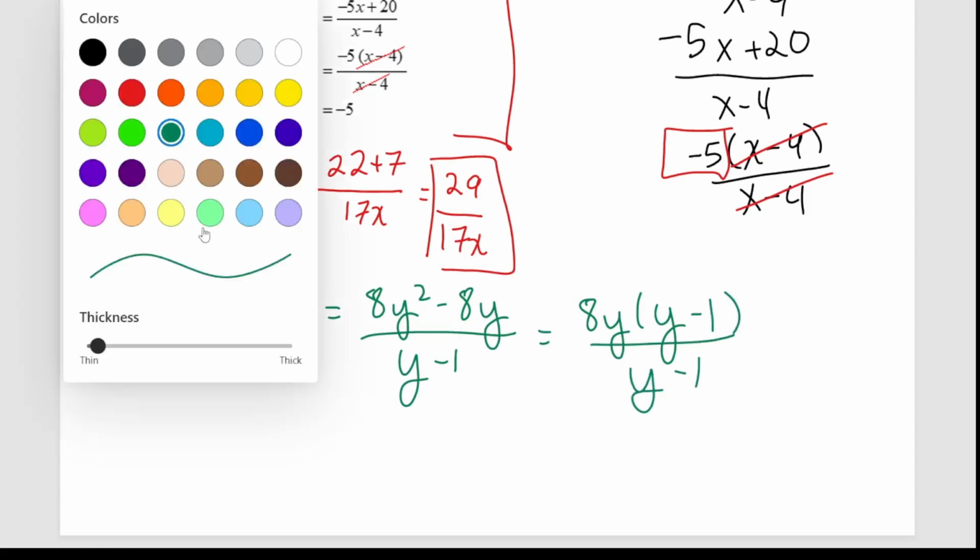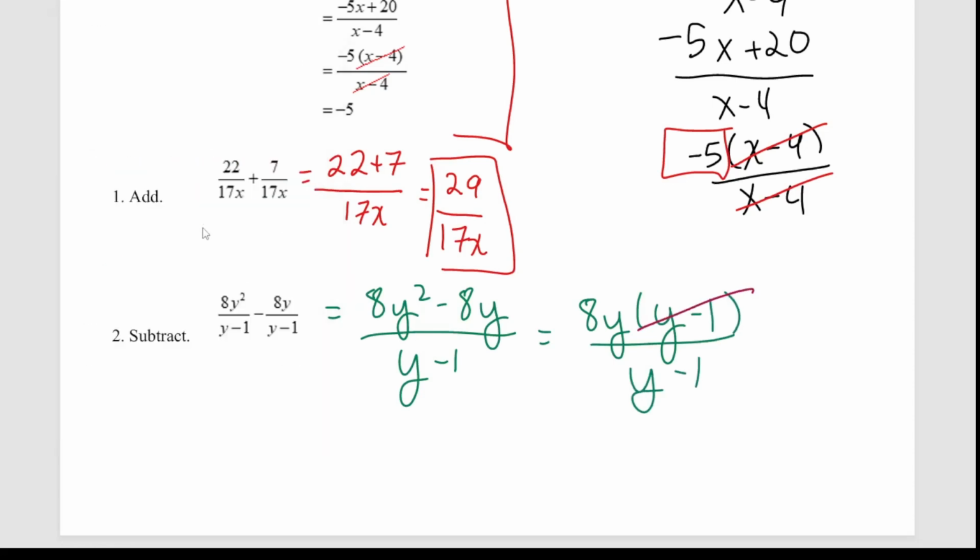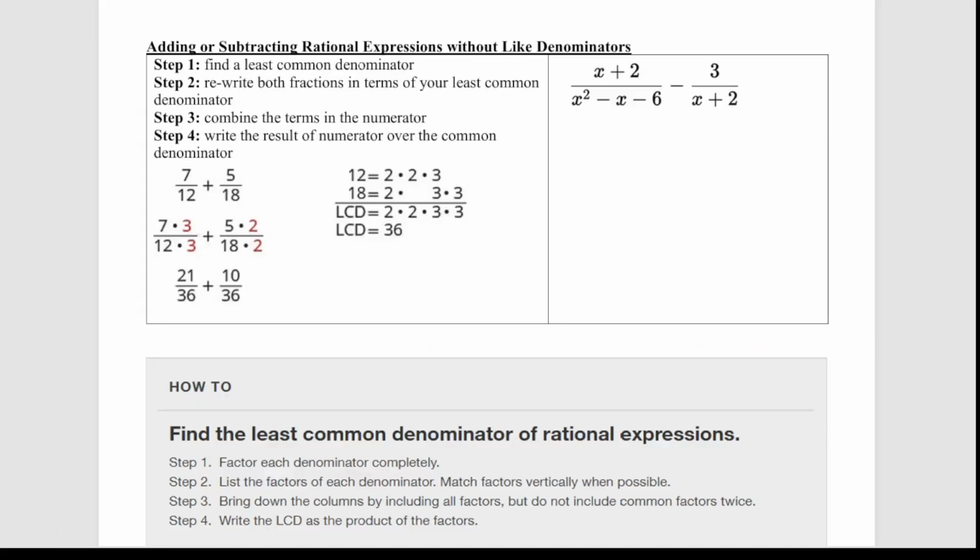And now, lo and behold, we're in a similar situation where y minus 1 divided by y minus 1 makes 1. And we're left with 8y as our final answer. Now let's discuss how to add and subtract rational expressions without like denominators. So if they do not have a like denominator, just like with regular rational numbers, you're going to have to create a like denominator.